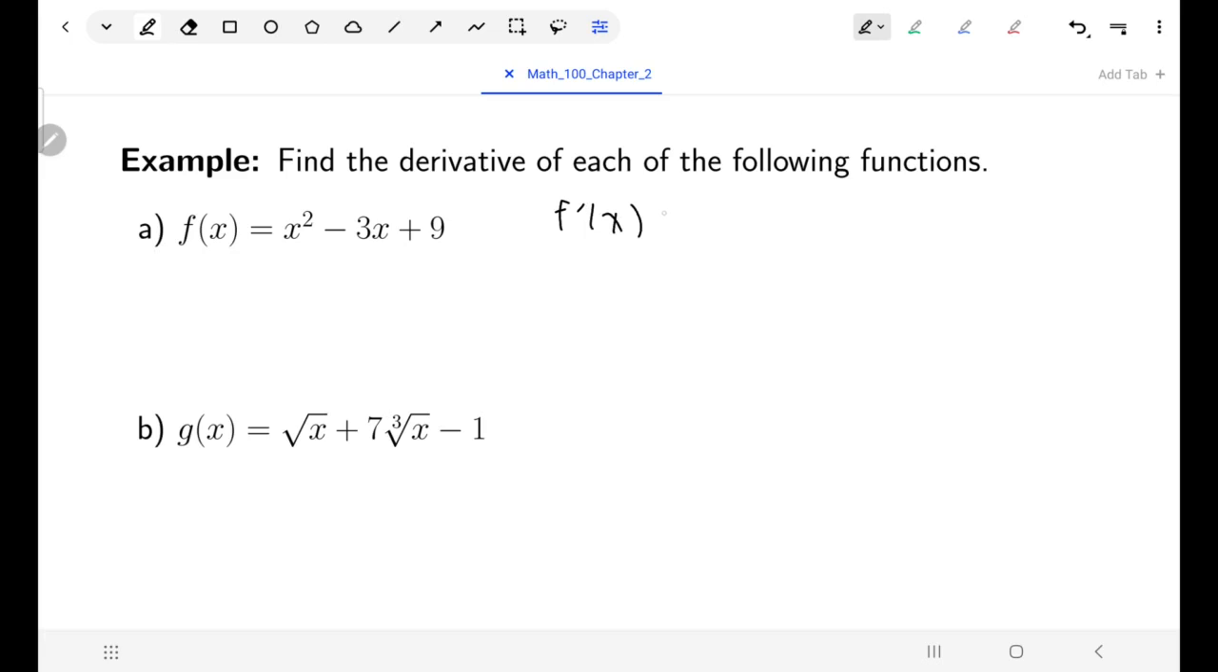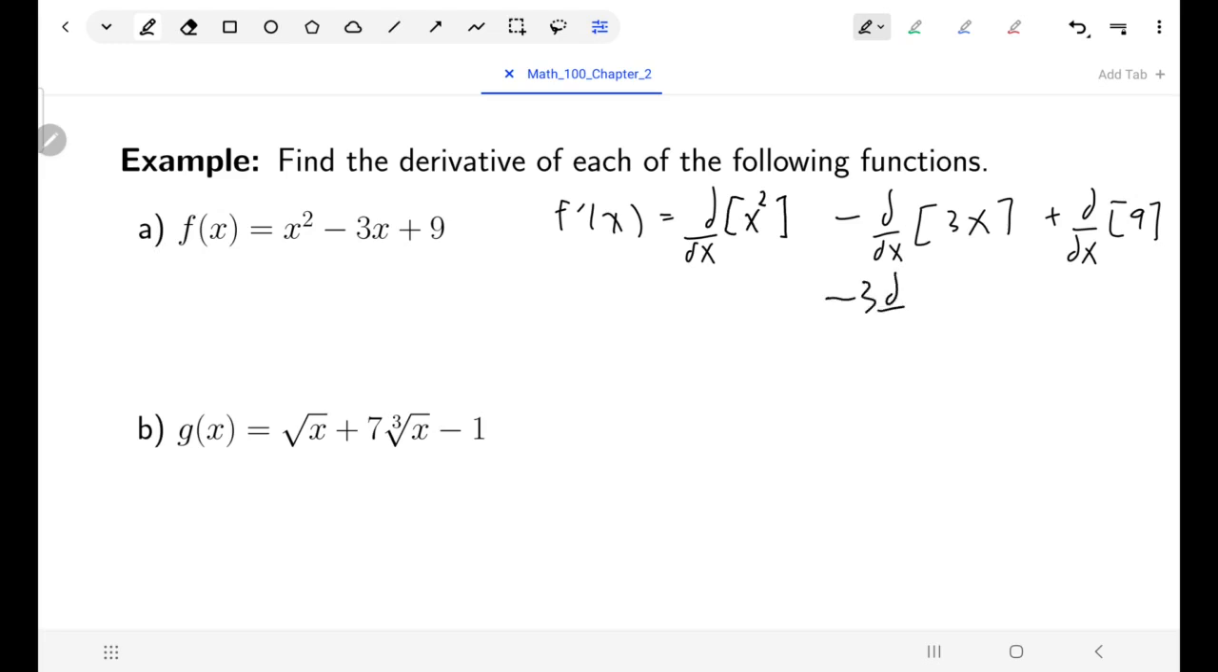So my sum and difference rules say that if you want the derivative of that function, I would need to take the derivative of the first term, and then minus the derivative of the second term, and then plus the derivative of the third term. The other thing that I might notice here, as far as the second term goes, is that it's actually a constant multiple. That second term, 3x, is 3 times x. So when I'm looking at the derivative of 3 times x, I could use my constant multiple rule and say it's actually 3 times the derivative of x.